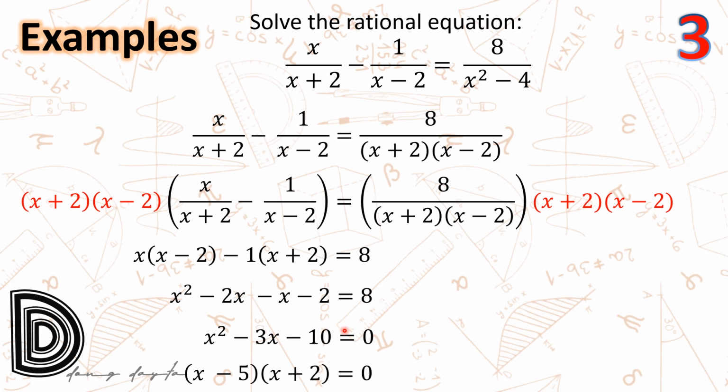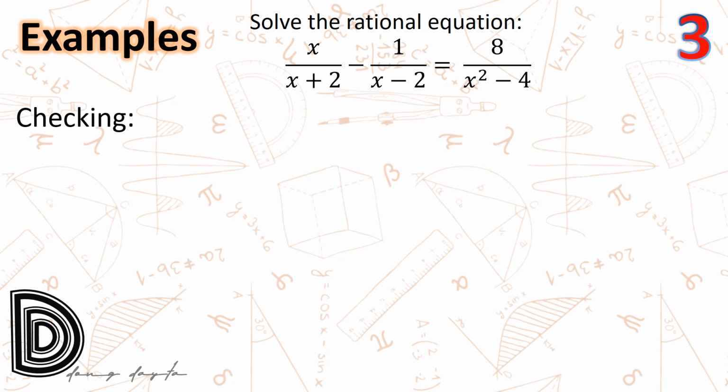So from here, we equate both factors to 0. x minus 5 equals 0, and x plus 2 equals 0. Then x equals 5, or x equals negative 2. Notice that negative 2 will make a term in the original equation undefined, so we exclude negative 2 in the solution. We'll only have x equals 5 in the solution for this rational equation.